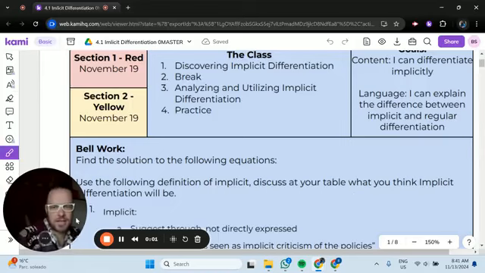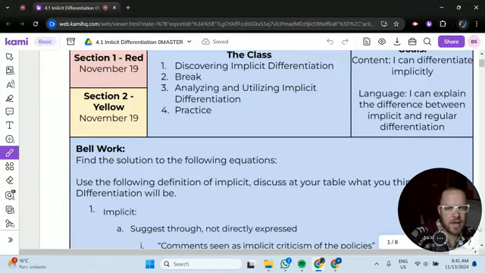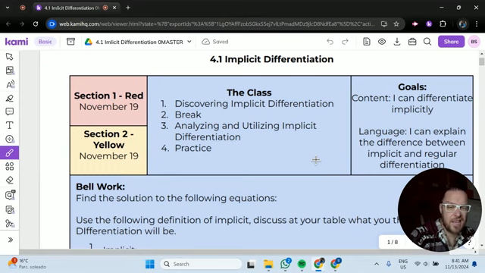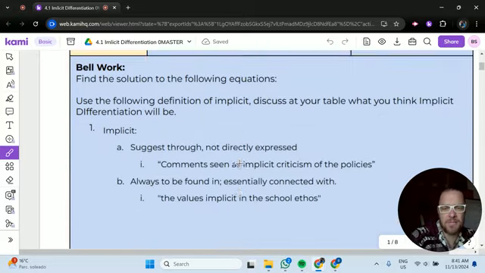Hey guys. All right. So today what we're going to do is we're going to look at implicit differentiation. The key here is that it's algebra. There's going to be a lot of algebra in order to figure out how to take the derivative of things when we have more than one variable. And then algebraically being able to solve for that.